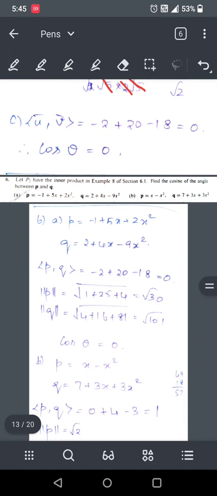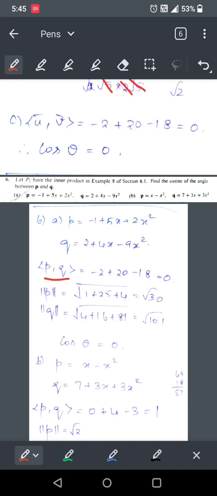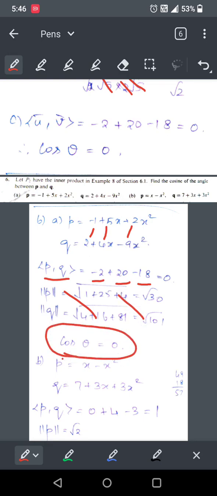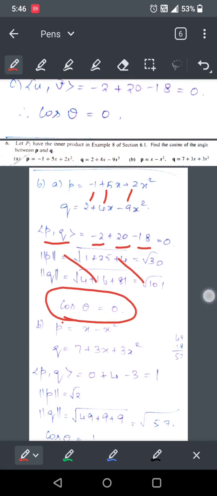Okay, so next is the way to find the cosine angle for the case of two polynomials p and q. For two polynomials also, we make use of the same concept, nothing will change. We need to find the inner product between p and q, that is minus 1 into 2 is minus 2, 5 into 4 is 20, 2 into minus 9 is minus 18. When you add, you will be getting 0 as your answer. So there is no need for us to calculate all the norms. Straight away you can write the value for cos theta as 0.